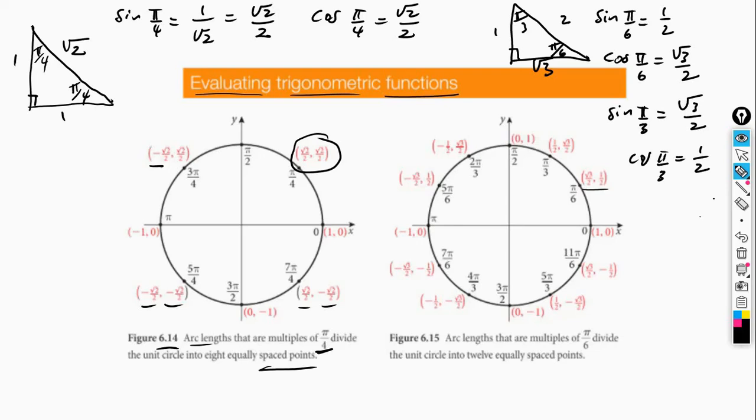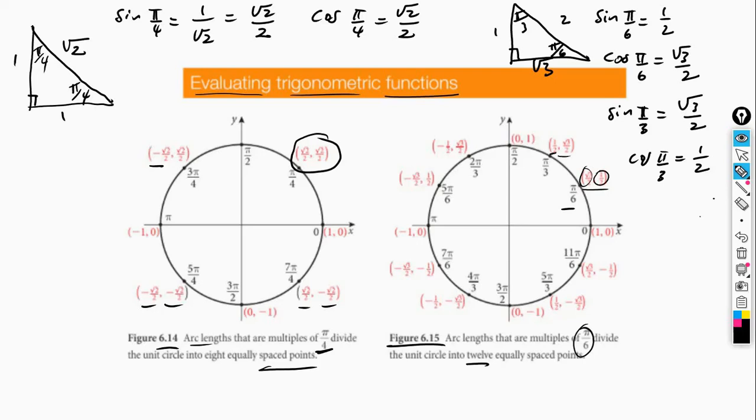So if you look at figure 6.15, it talks about arc lengths that are multiples of pi over 6, and that they divide the unit circle into 12 equally spaced points. But also what is interesting is to notice the x and y coordinates here. So notice that we said that for pi sixths, cosine is square root of 3 over 2, which is the x coordinate, whereas sine is 1/2. For pi thirds, or 60 degrees, we said cosine is 1/2, which is the x coordinate, and sine is square root of 3 over 2.